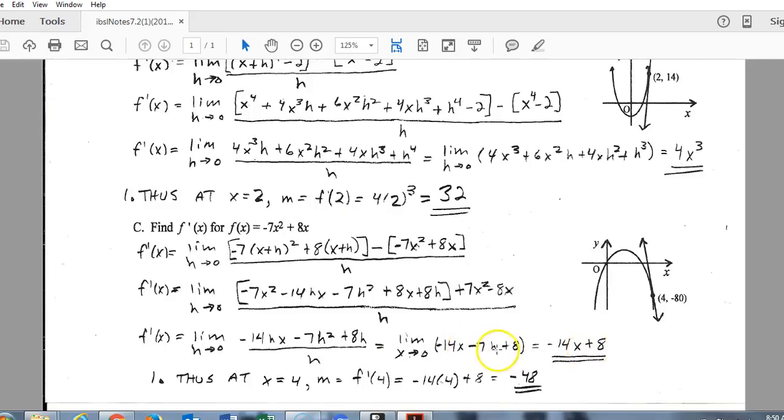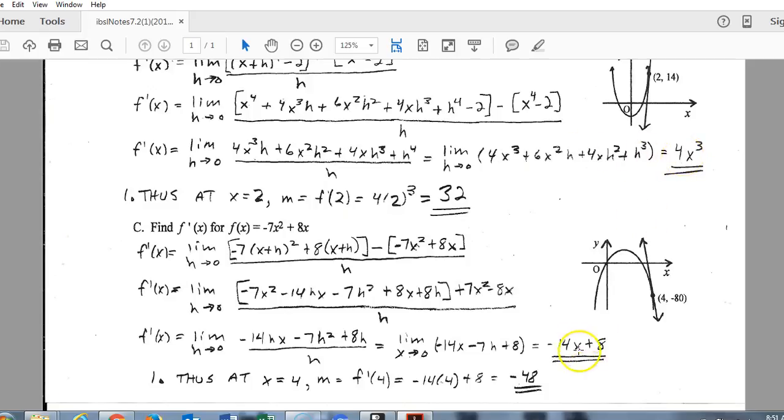So notice again, the term that contains h, as h approaches 0, so that should say h right there, as h becomes 0, so if I replace h with 0, what am I left with? I'm left with just negative 14x plus 8. So the same was true on this one. As h is approaching 0, if I actually replaced h with 0, this whole term would go away, that whole term would go away, and that whole term would go away, and I would only be left with the one term that doesn't have an h in it, and that's where you got your derivative on that.